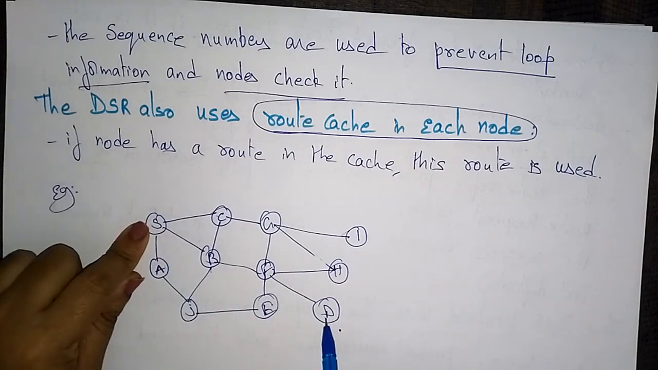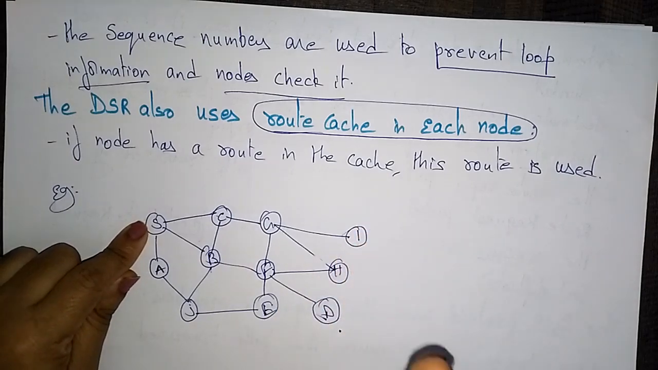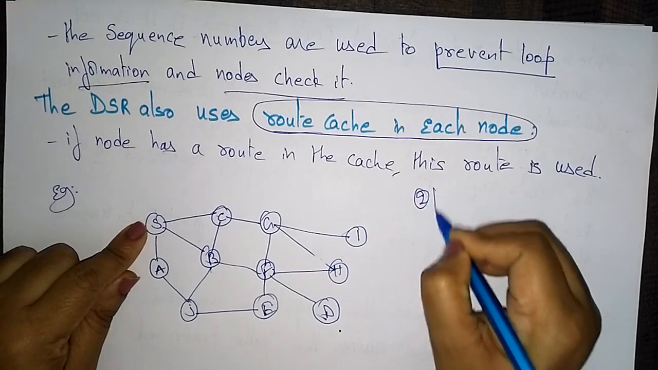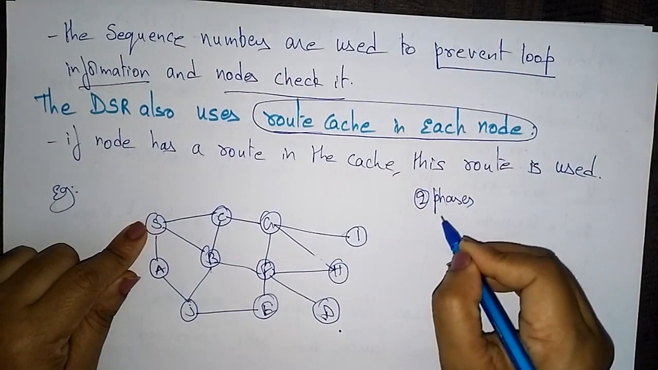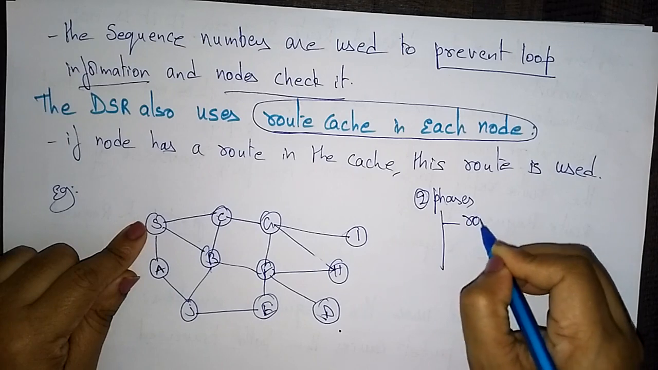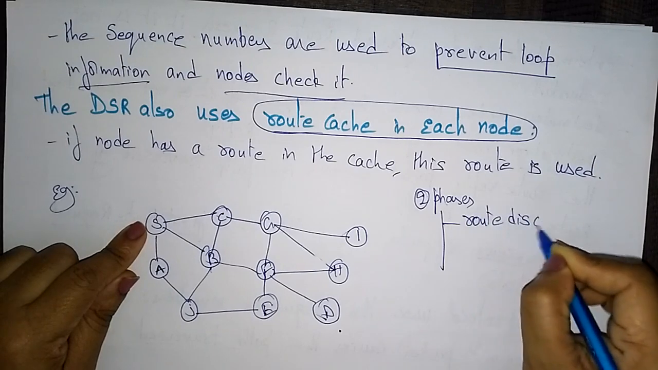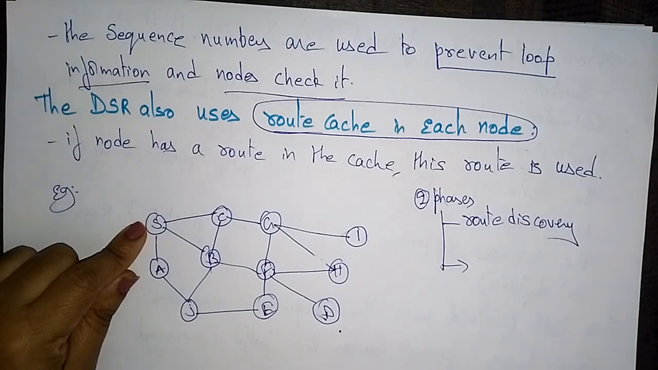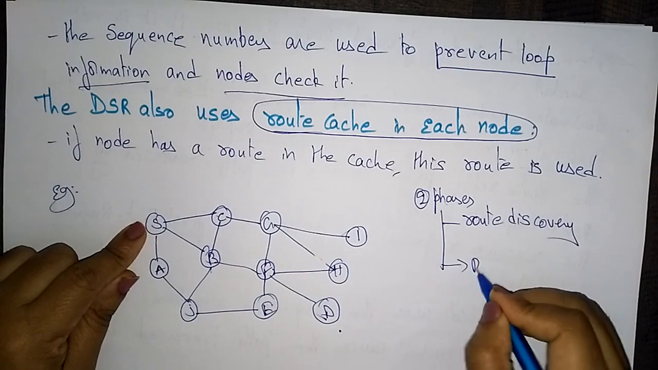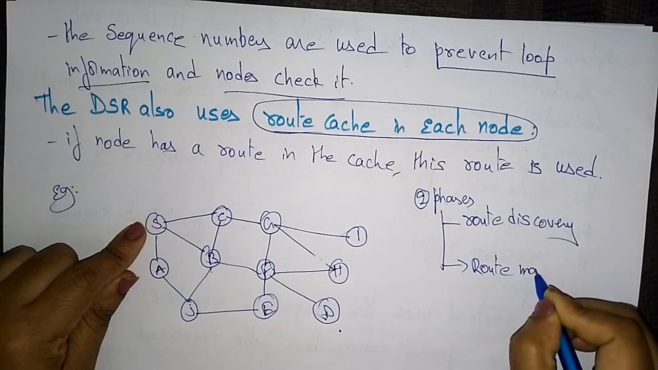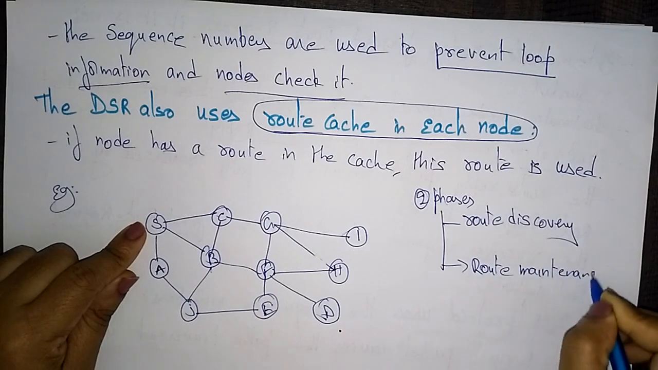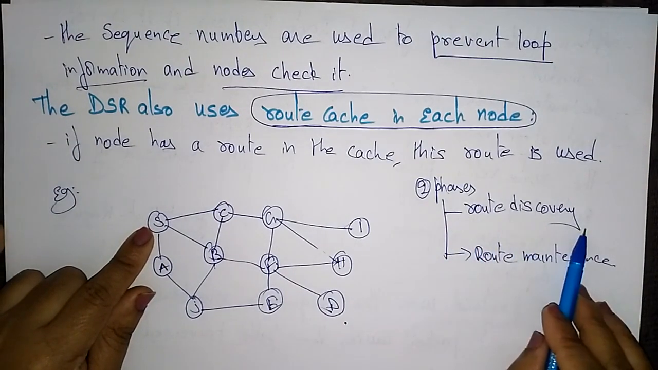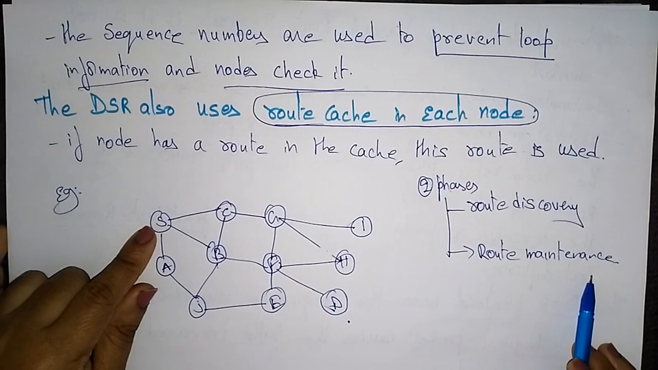So what it does can be divided into two phases. Actually the routing in DSR is done in two phases. What are the two phases? One is route discovery and another is route maintenance. So first the source proceeds with the two phases: one is the route discovery and another is the route maintenance.